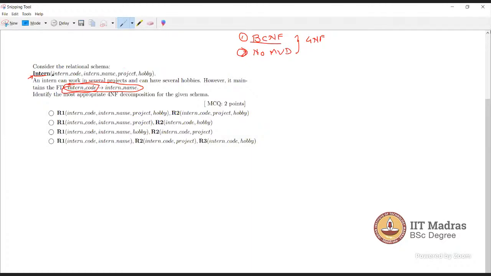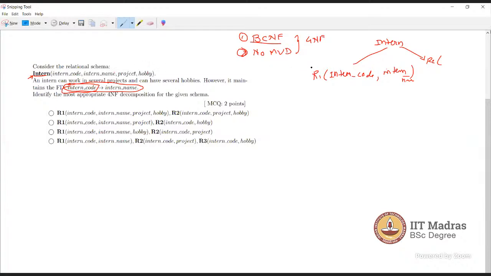First we need to decompose this relation into BCNF. So how do we do that? Simply take the closure of intern_code. It will give us intern_code and intern_name. So we can make it one relation: R1 with intern_code and intern_name. And what will be my second relation R2? It should be a lossless decomposition, so intern_code, project, hobby.